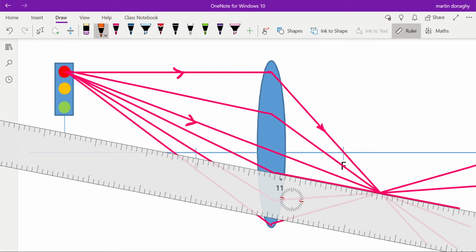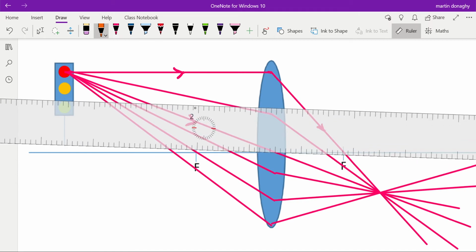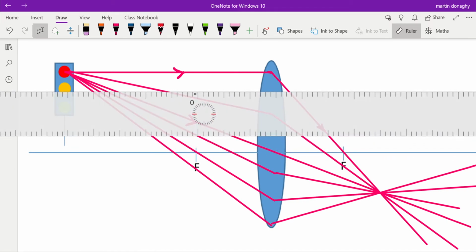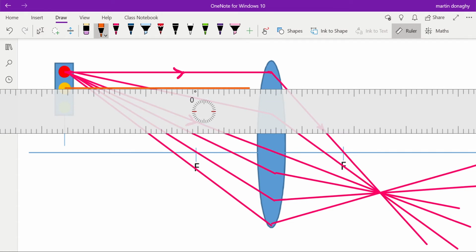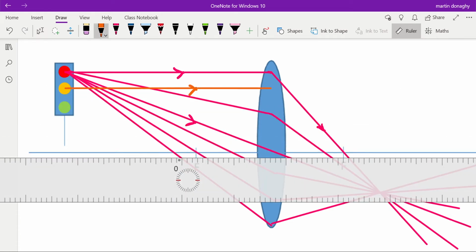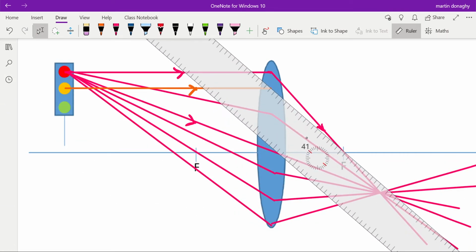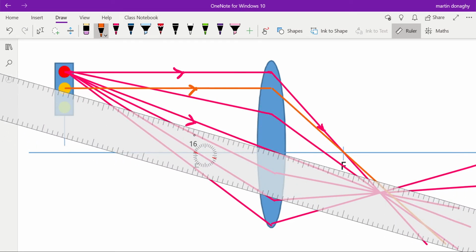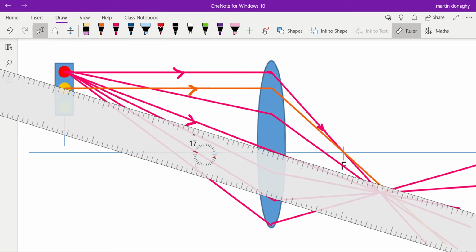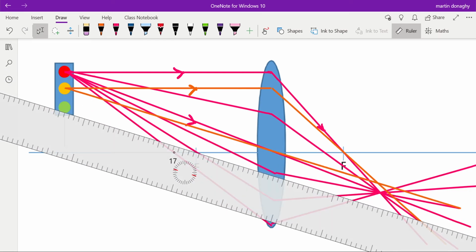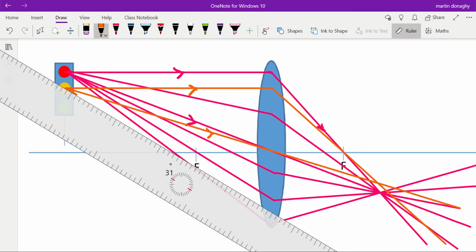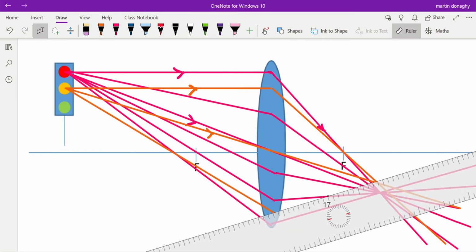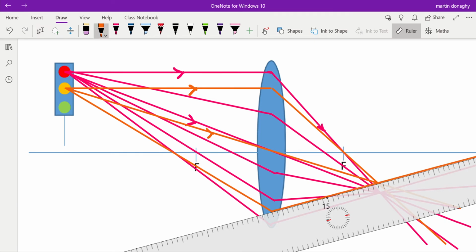I can do the same thing for the orange light, the amber light, because a ray that goes parallel to the principal axis, like so, we know that any ray that is parallel to the principal axis passes through the principal focus after passing through the lens, like so. Ray that goes straight through the center of the lens just passes straight through. Now you can see those orange rays meet at a different location than the red rays met. And I can draw more rays coming from the amber light because I now know that they will all meet where those first two rays met.